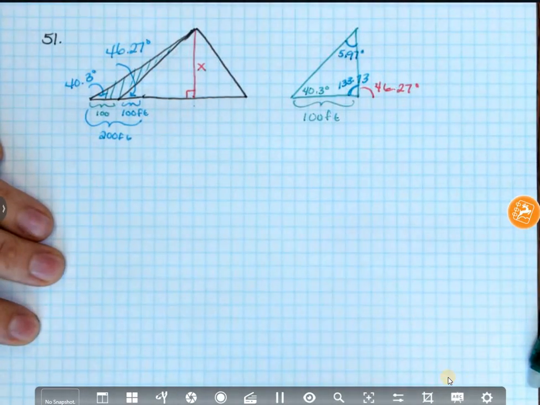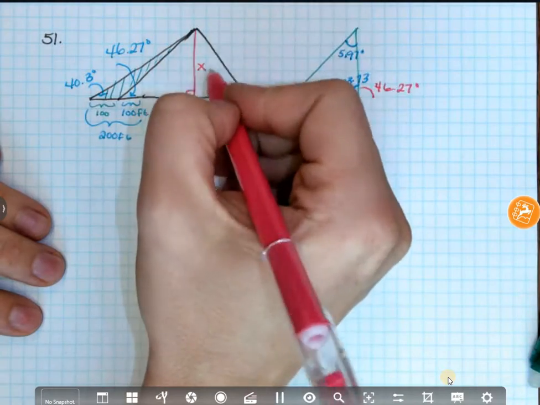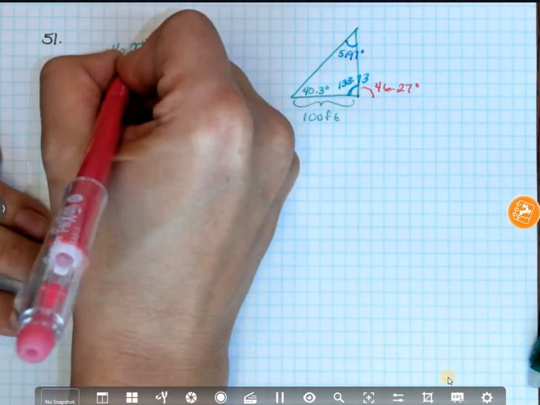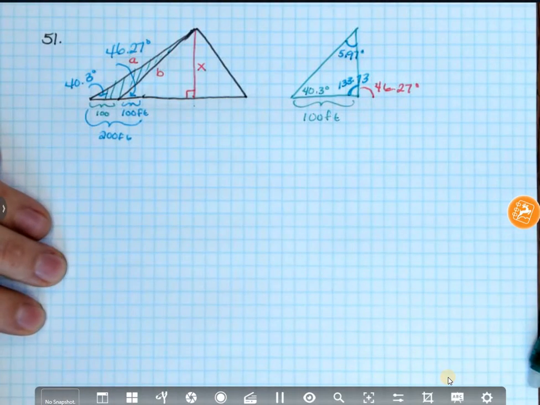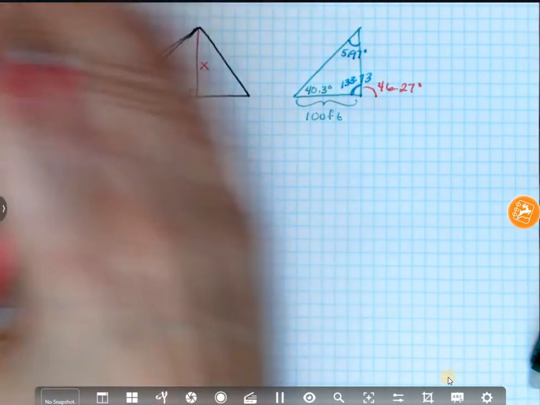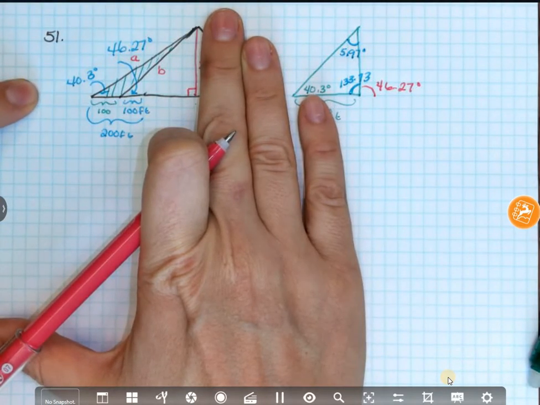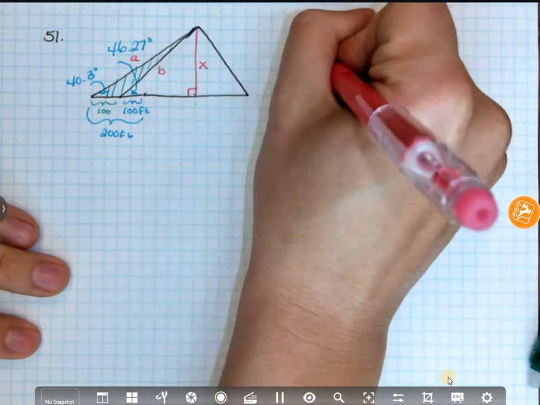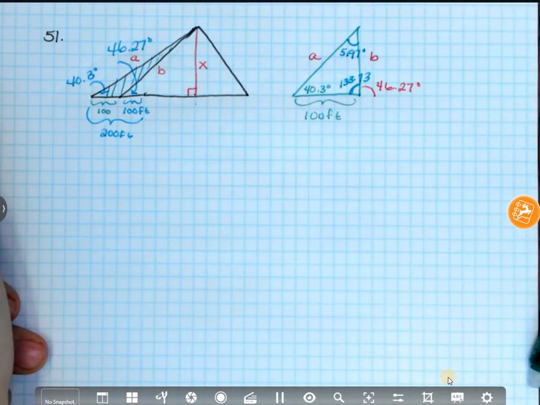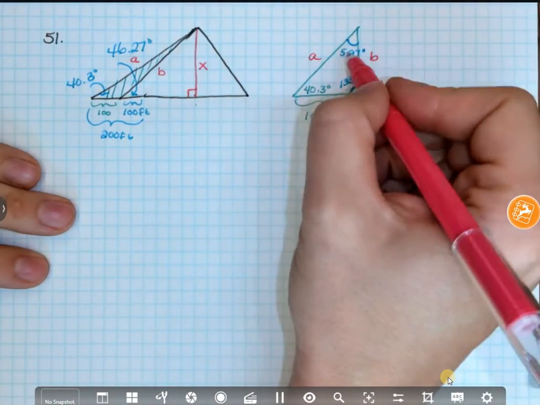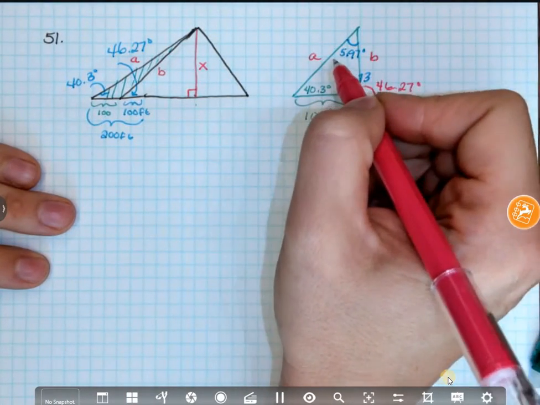Okay, now in order to get this height here, I'm going to need either this side or that side. Because using those, I can then just reference the entire right triangle. Do y'all want me to find the A or the B? B? Okay. So if I'm going to find B, I needed this angle so that I had... Can you close the door for me, please?